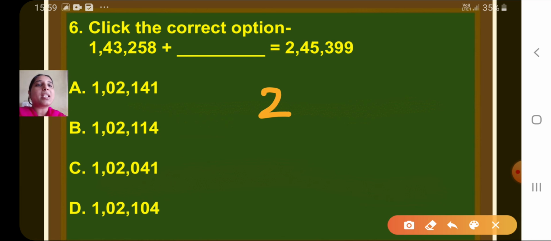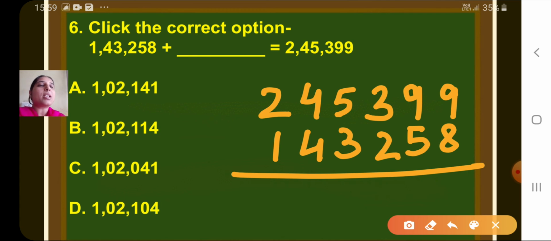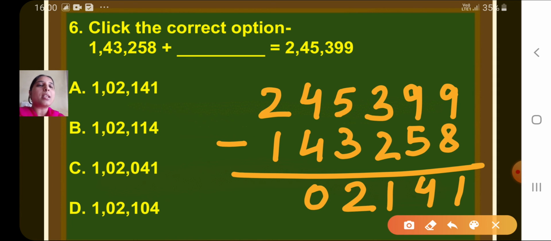So first we will write this sum, 2,45,399, and just below that we will write one of the addends, which is 1,43,258. So let's subtract. 9 minus 8, 1. 9 minus 5, 4. 3 minus 2, 1. 5 minus 3, 2. 4 minus 4, 0. 2 minus 1, 1.